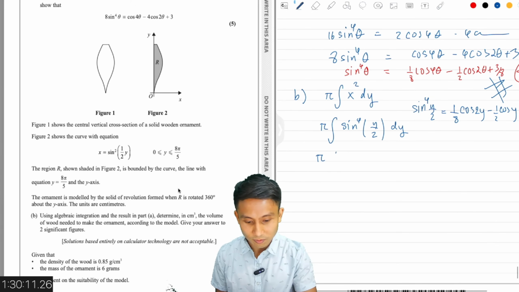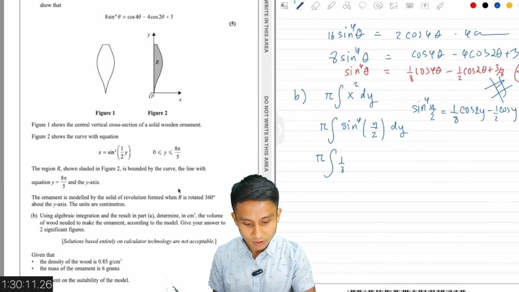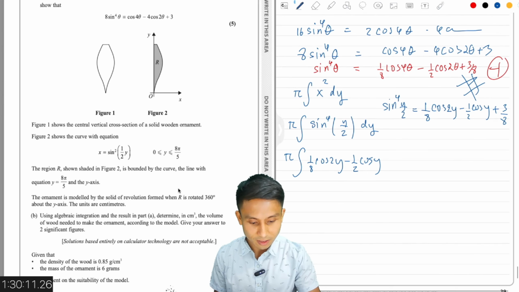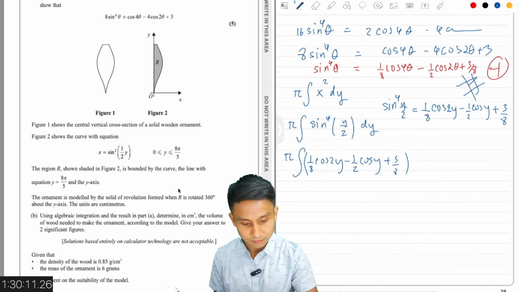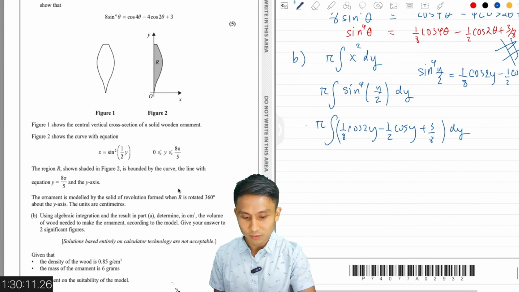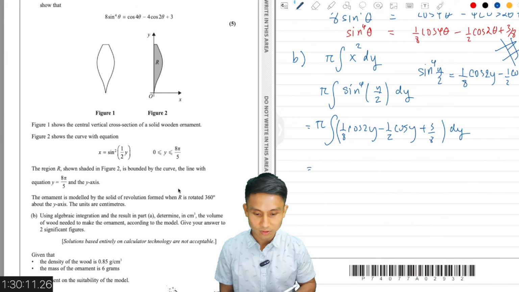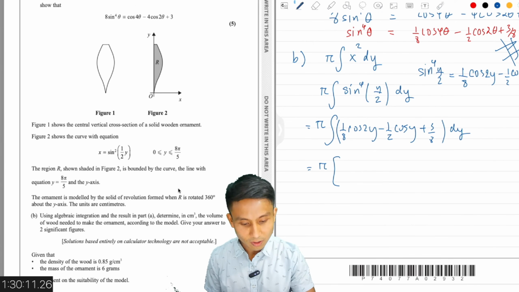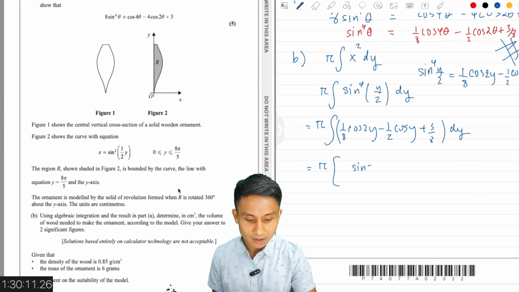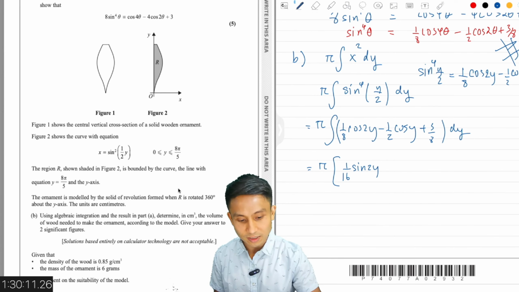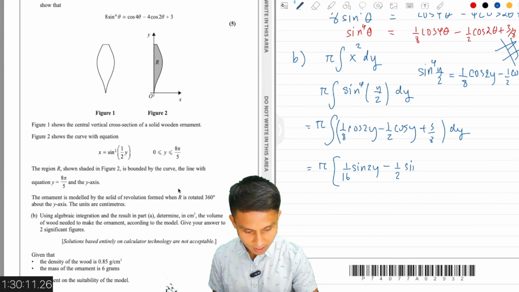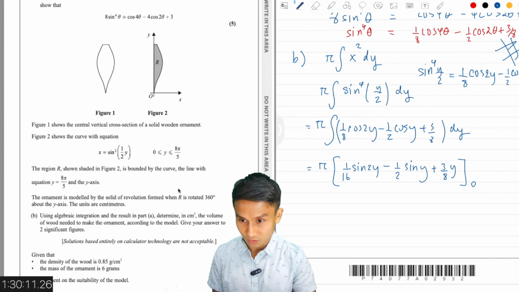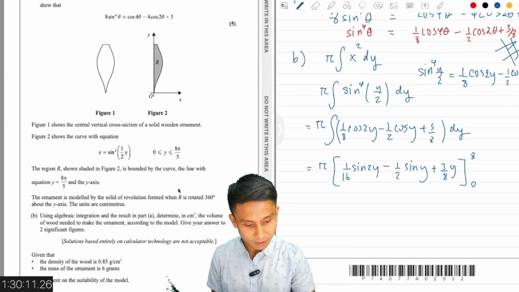So we're going to do pi integral 1 over 8 cos 2y minus 1 over 2 cos y and then plus 3 over 8. We're going to keep the same form here. We don't need to change to theta or anything. Just use that. So we integrate 1 by 1. Integrating cos 2y, we get sine 2y, but divide by 2, so that becomes 1 over 16. This is just sine y here. And this is just 3 over 8y, with the limits from 0 to 8 pi over 5, right?